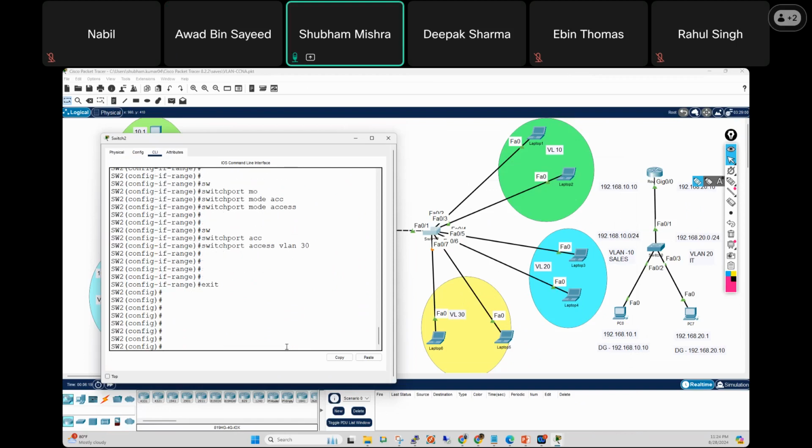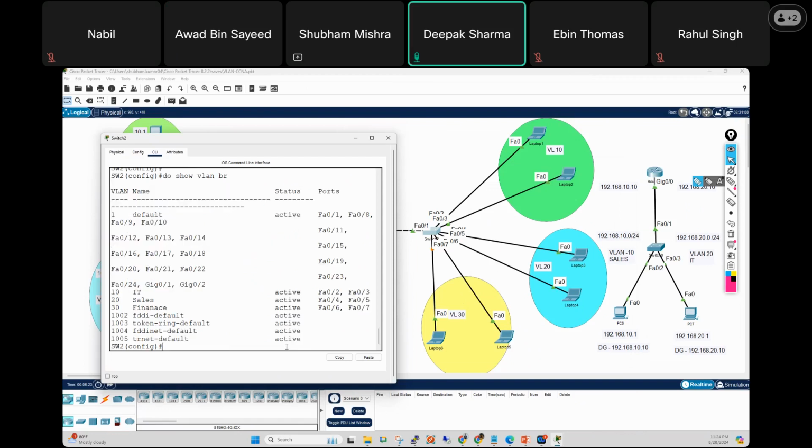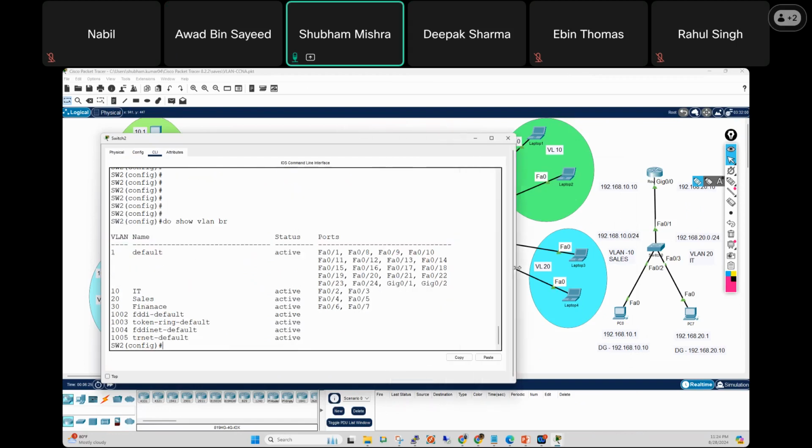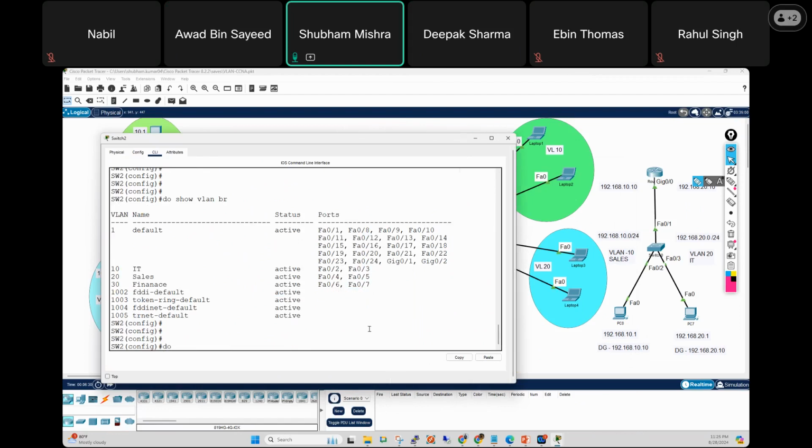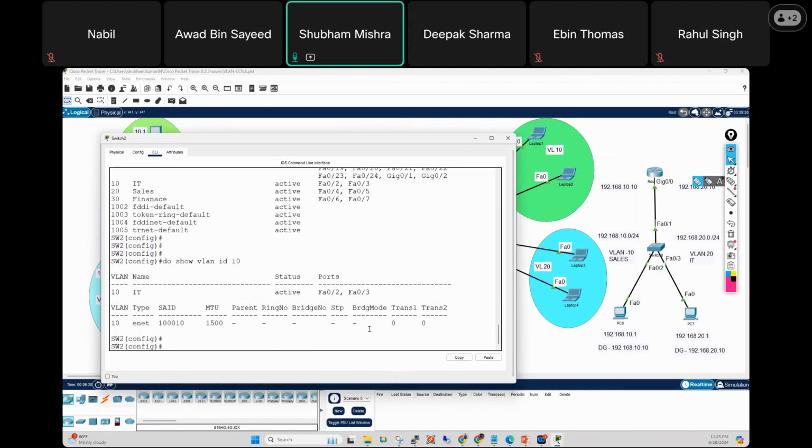Clear, everyone? Do show VLAN brief. By this command, we can check that VLAN 10, 20, 30 are configured, and these are the interfaces. If you want to check any particular VLAN in detail, the command is show VLAN id, for example, 10. This way you can check.